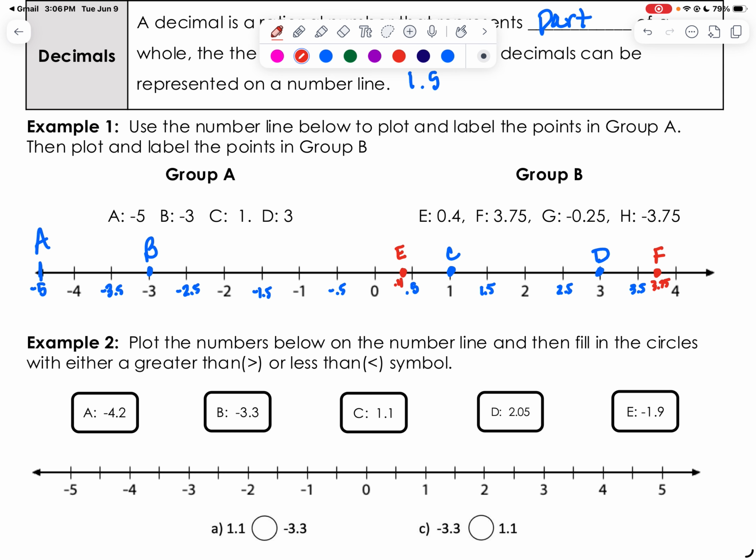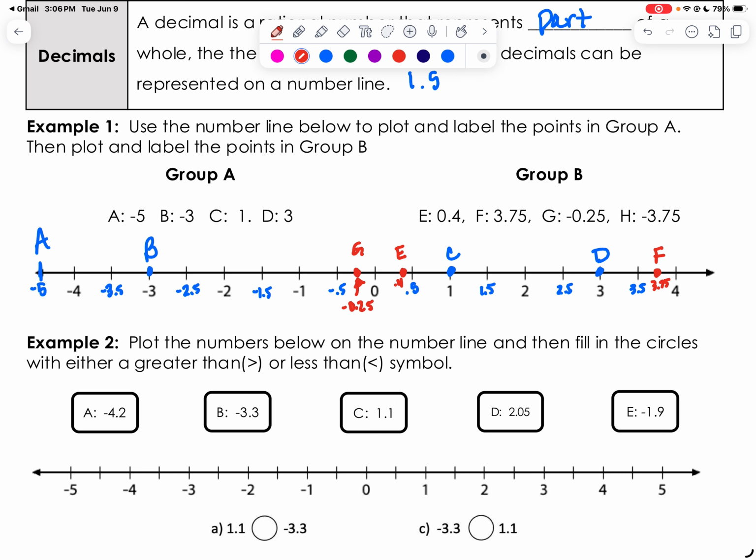All right, G, -0.25. So find the 0 and then go to the left. Now think of money. 25 cents is half of 50 cents. So -0.25 would be halfway between the 0 and the -0.5. So -0.25 would be this point right here.